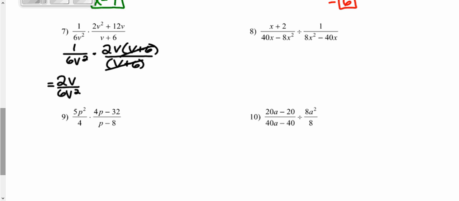If you write your answer, notice that 2 over 6 actually simplifies to 1 over 3. And if you have v over v squared, that would just be nothing over v. So make sure you take that extra step to simplify a little bit further.